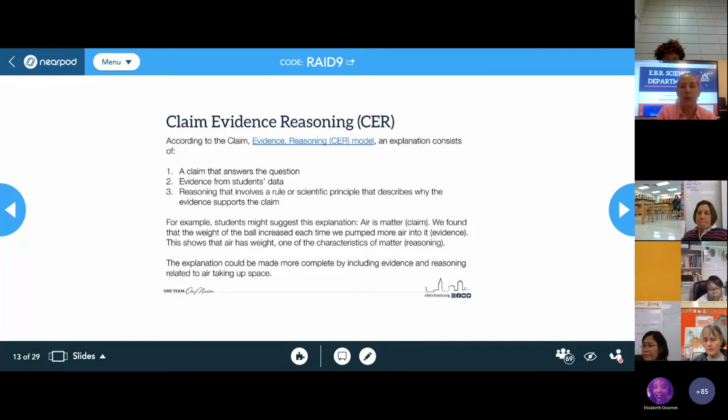For example, students might suggest air is matter. And we know air is matter because we found that the weight of the ball increased each time we pump more air into it. And this shows that air has weight, one of the characteristics of matter. So they easily could have put, the evidence supports the claim because it shows that air has weight, which is a characteristic of matter, which makes it a lot simpler for them to understand.